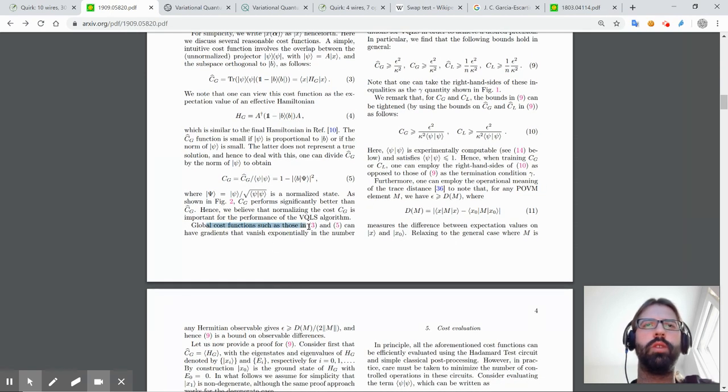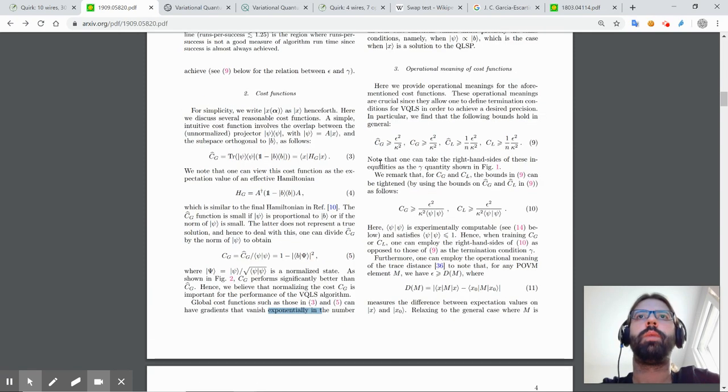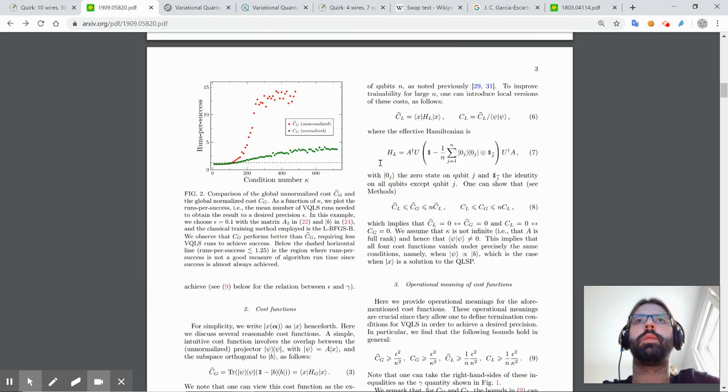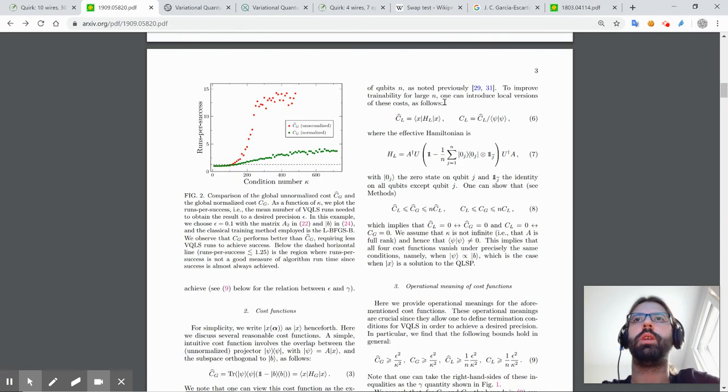Global cost functions such as those in 3 and 5 can have gradients that vanish exponentially in the number of qubits n, as noted previously. To improve trainability for large n, one can introduce local versions of these costs, where the effective Hamiltonian changes.